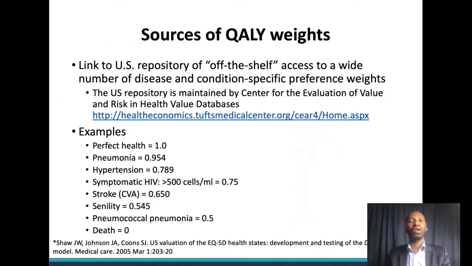So what are sources of quality weights? Well, we could link to the US repository of off-the-shelf access to a wide number of disease and condition-specific preference weights. The US repository is maintained by the Center for the Evaluation of Value and Risk in Health, the Health Value Databases. So here are some examples. Perfect health has a value of 1.0. Pneumonia has a score of 0.954. Hypertension has a score of 0.789, and death has a score of 0.